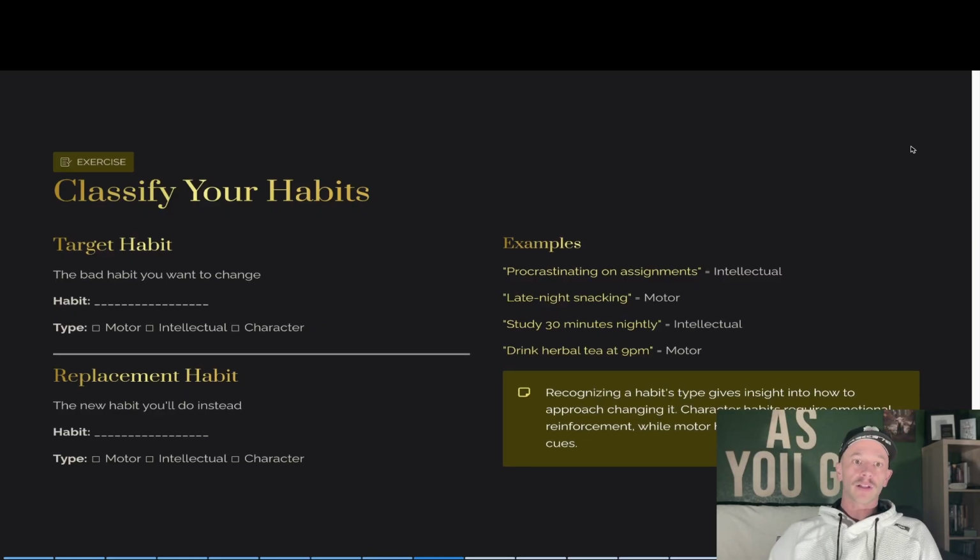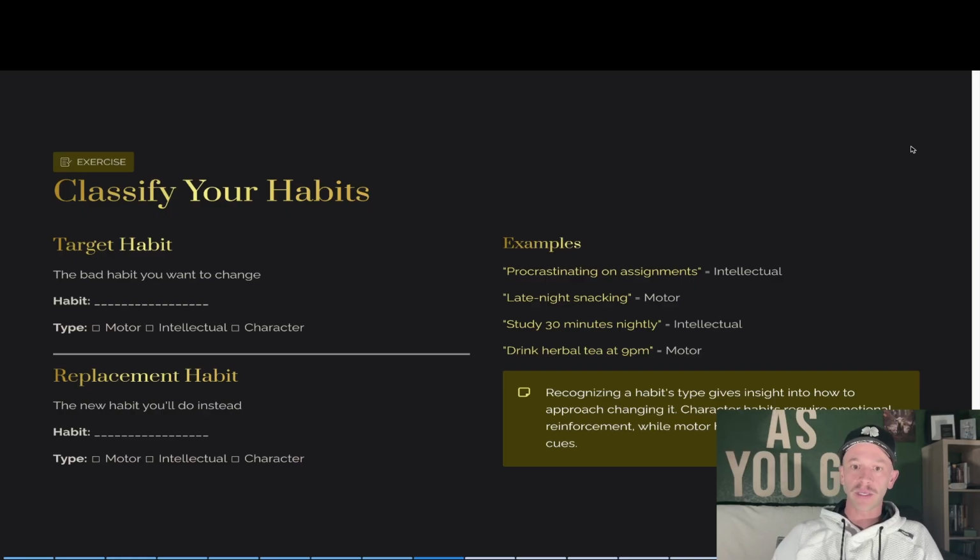So, exercise. Classify your habits. Target habit: the bad habit you want to change. Label that. Write it down. And identify what type of habit that is. Is it motor, intellectual, or character? And then identify a replacement habit. The new habit that you'll do instead is blank. And then write down what kind of habit that is, a motor, intellectual, or character habit.